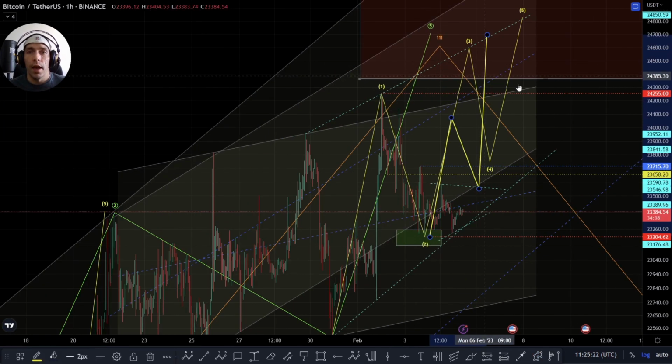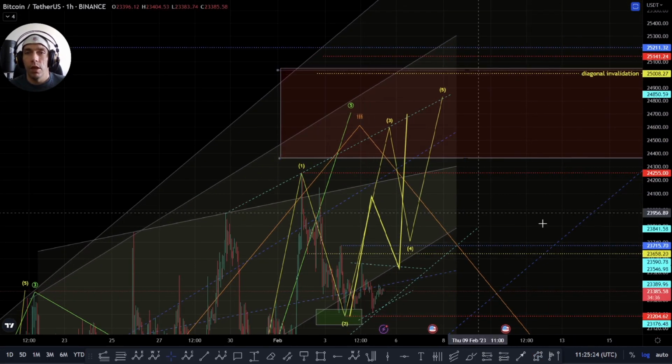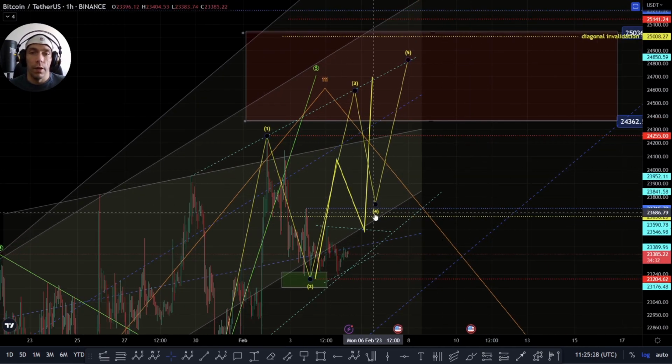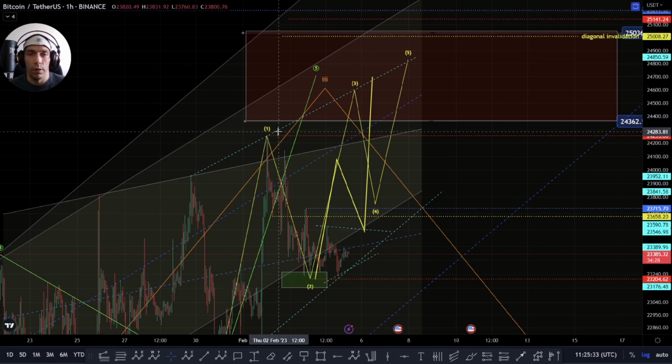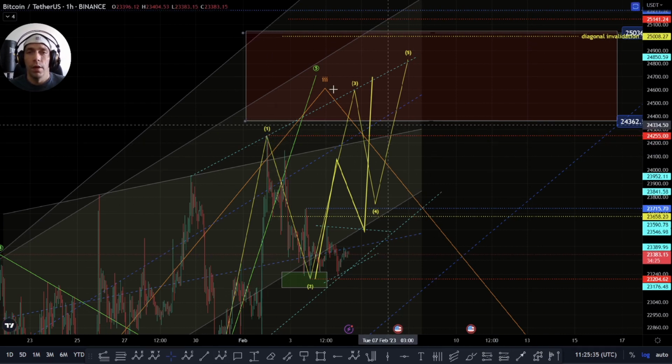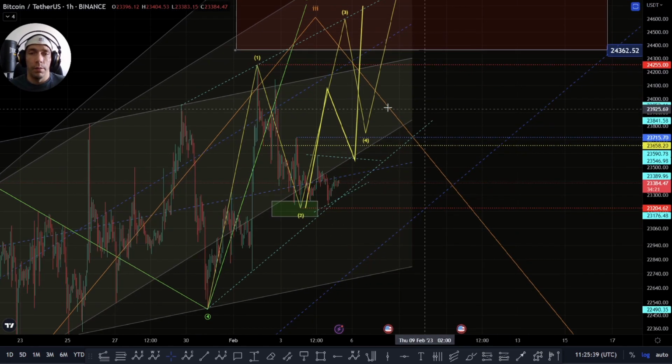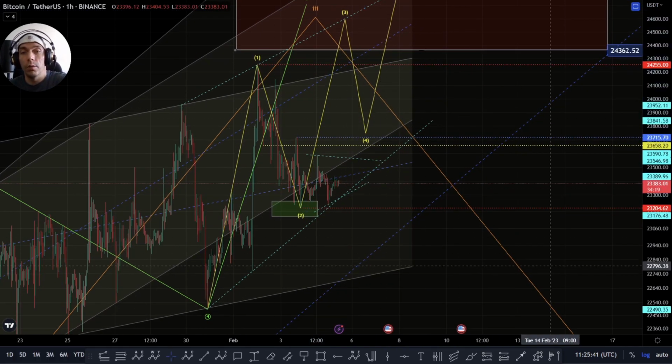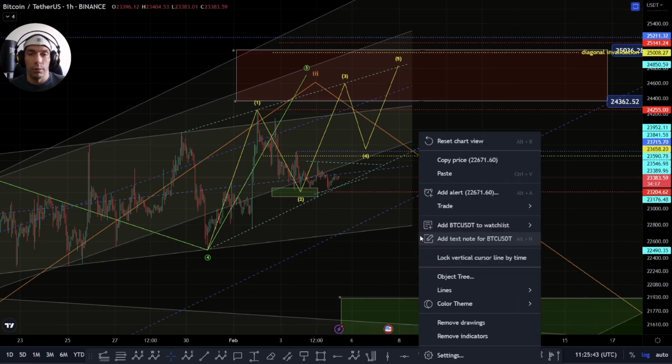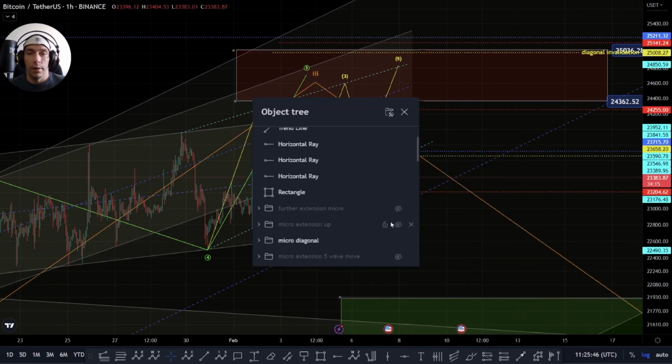Effectively this wave 3 cannot go higher than 25,008. If we do develop this to the upside here, it can't go higher than this because it would be longer than wave 1. So if we do move up past this 25,008, effectively it would invalidate this diagonal potential. So that's still something we're looking out for within the structure here.